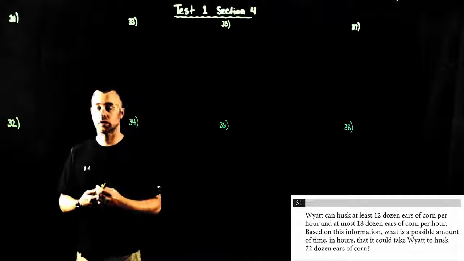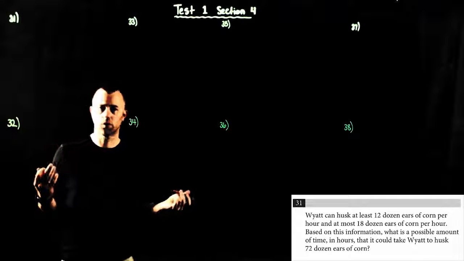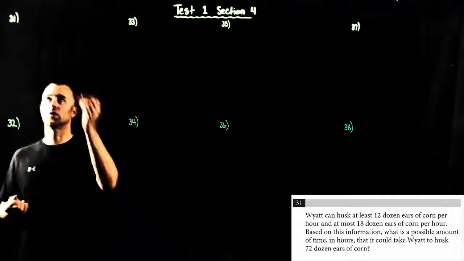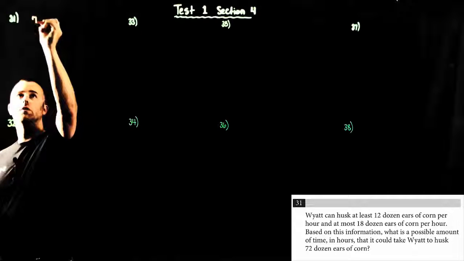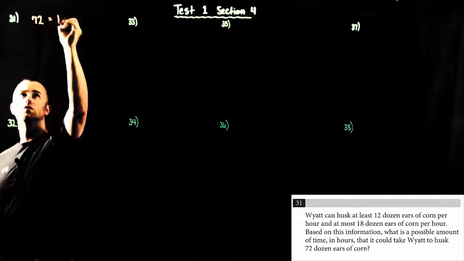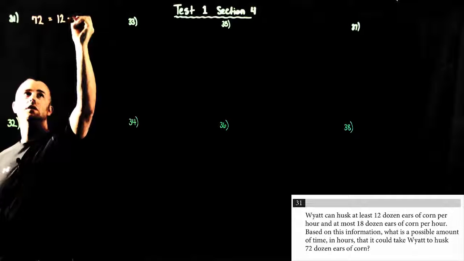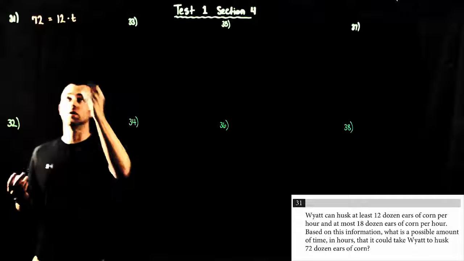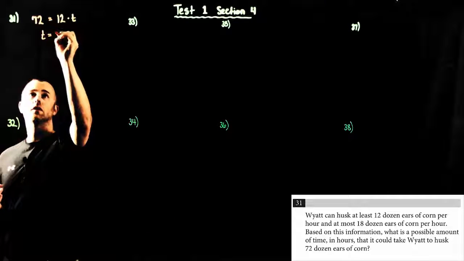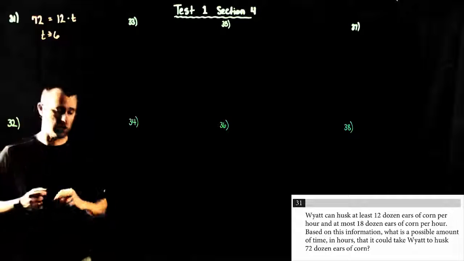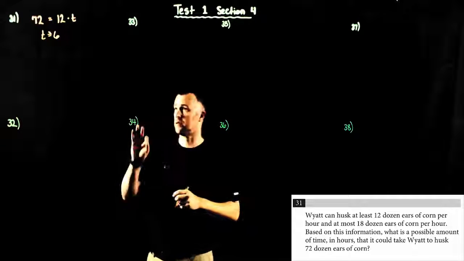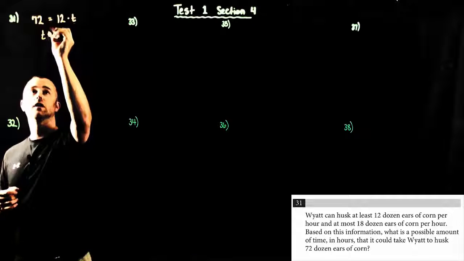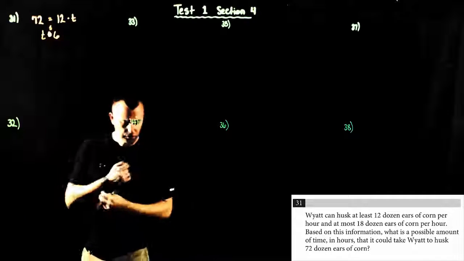So again, these are rates, and what they're doing is a very straightforward rate. We can do 12 at minimum, 12 dozen ears of corn per hour. So if I want to do 72, I'd go 72 equals 12 times my time, or my number of hours, and I would solve that and see what I get. So this time would give you 6. So we know that it is greater than or equal to 6. Or actually that'd be less than, because the time would be bigger at that point. So I'll just fix that. That's less than or equal to.